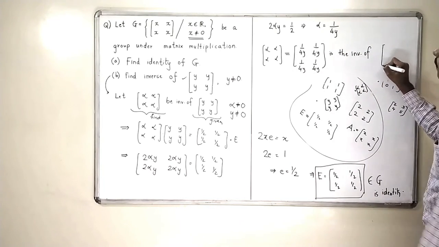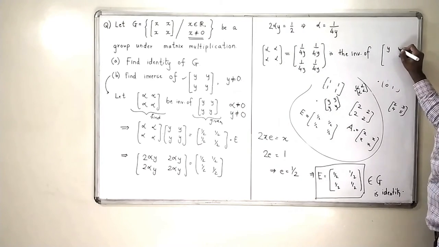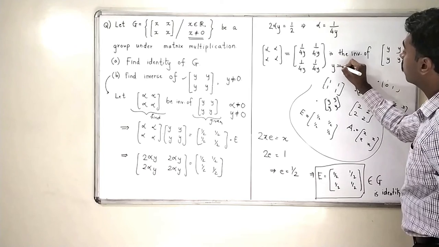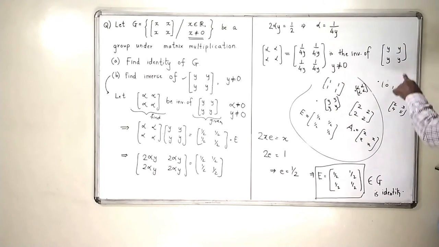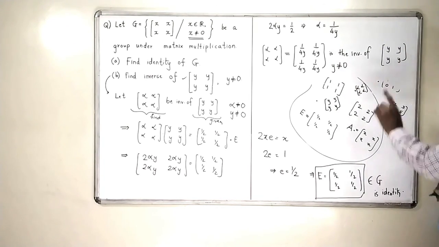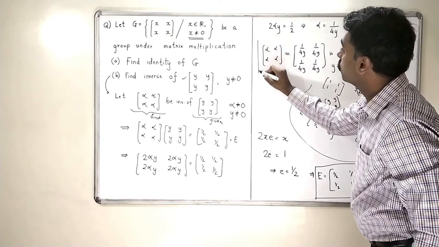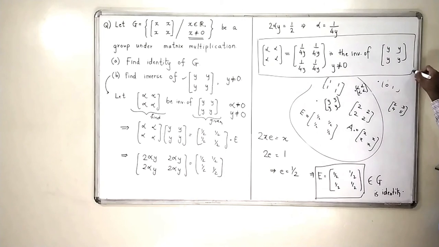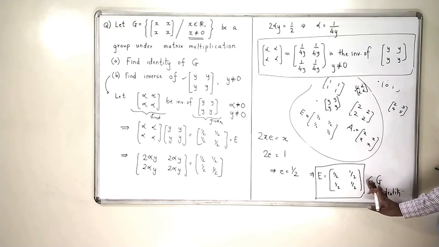It is the inverse of the matrix y. This y is obviously not equal to 0 because this y was not equal to 0. So we have found the solution of the second part also. Okay, so this finishes our exercise here.